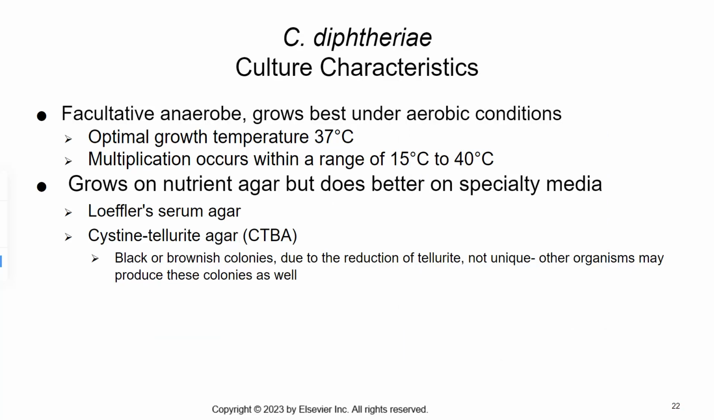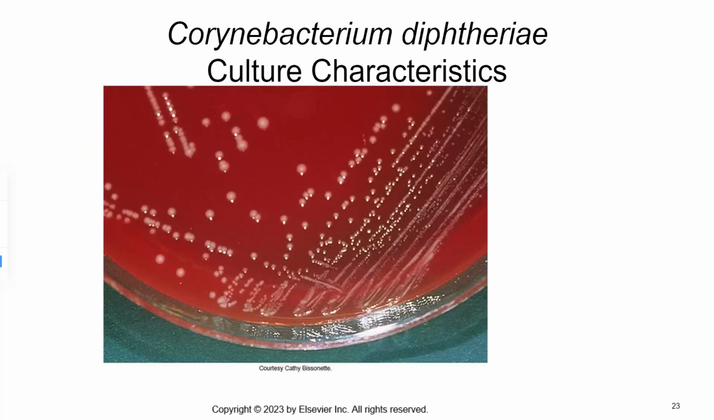Culture characteristics: facultative anaerobe that grows best under aerobic conditions. Optimal growth temperature is 37 C. Multiplication occurs within a range of 15 C to 40 C. It grows on nutrient agar but does better on specialty media, such as Loeffler's serum agar or cysteine tellurite agar, CTBA, producing black or brownish colonies due to the reduction of tellurite. Not unique, other organisms may produce these colonies as well. So this is a picture of it growing on a plate.